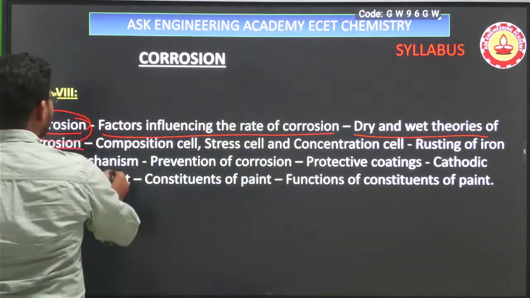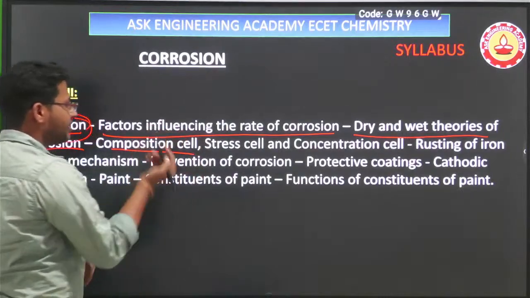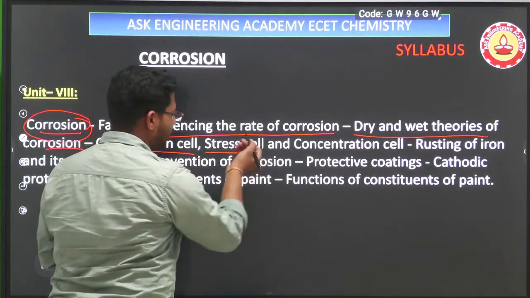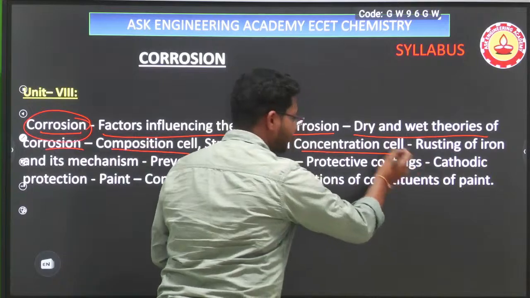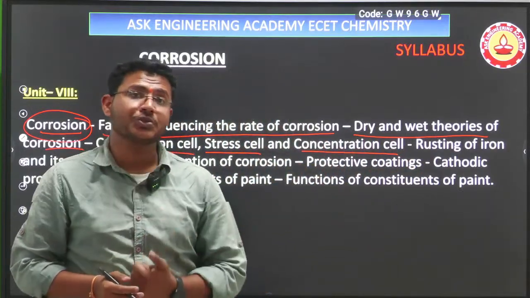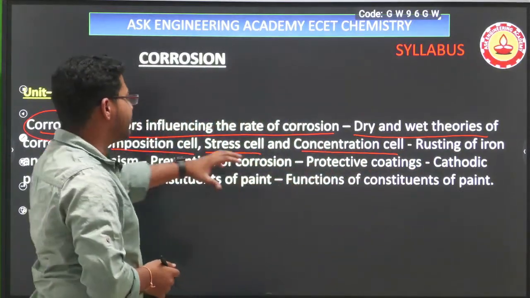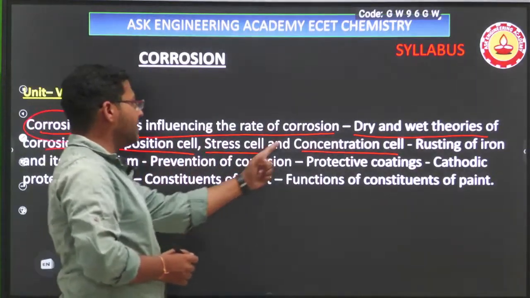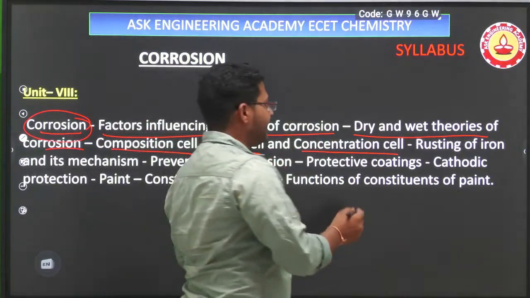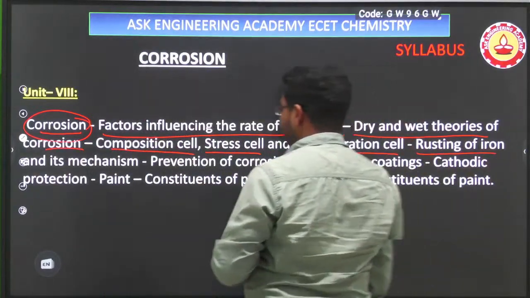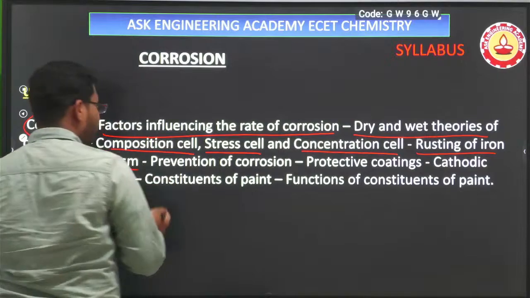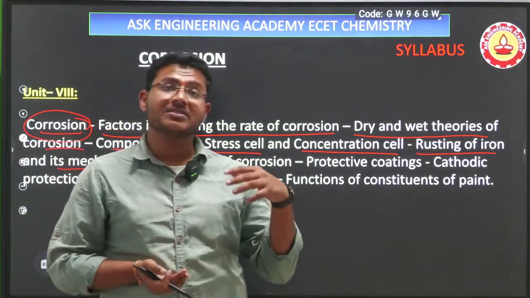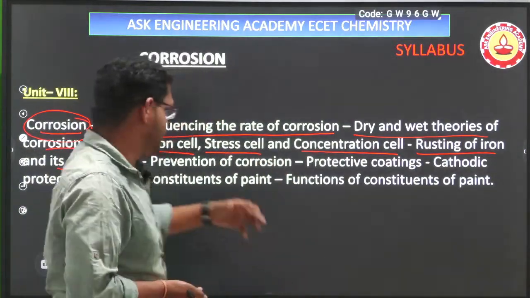Next, composition cell. What is meant by composition cell? What is meant by stress cell? And what is meant by concentration cells? These are examples of corrosion cells. The corrosion cells are generally classified into three types: composition cell, stress cell, and concentration cell. And next, rusting of iron and its mechanism. What is meant by rusting? How can rusting take place? That can be studied in this.